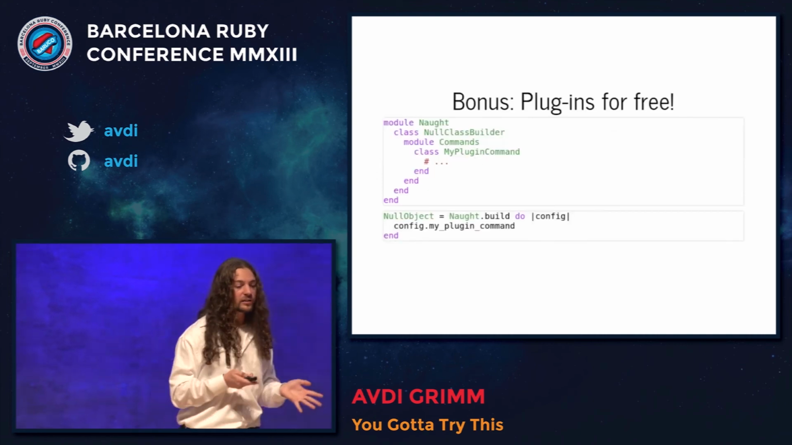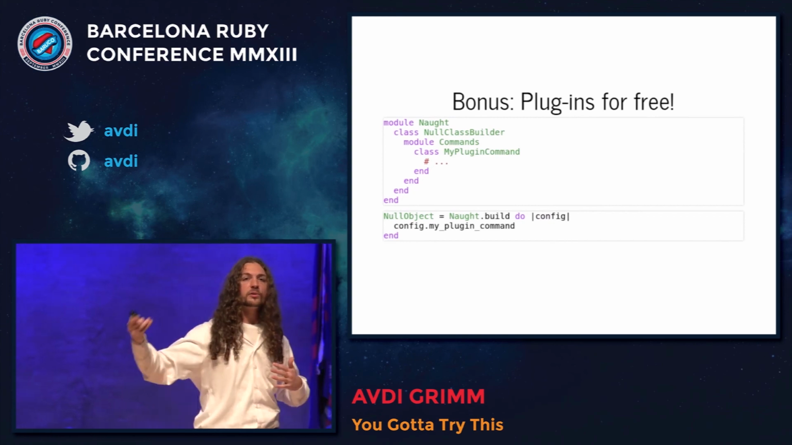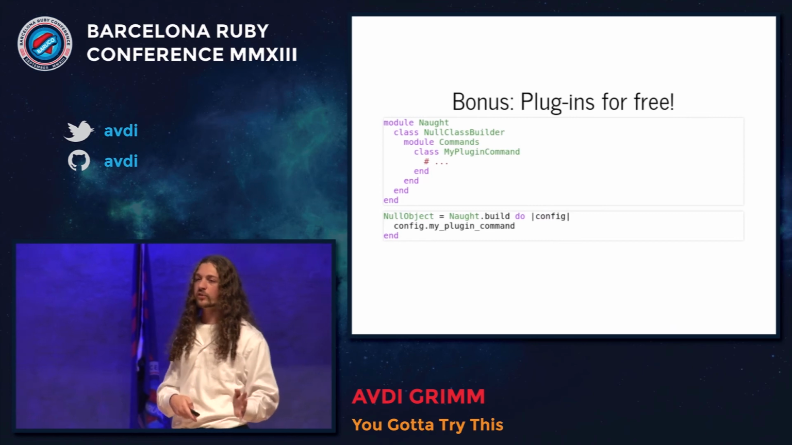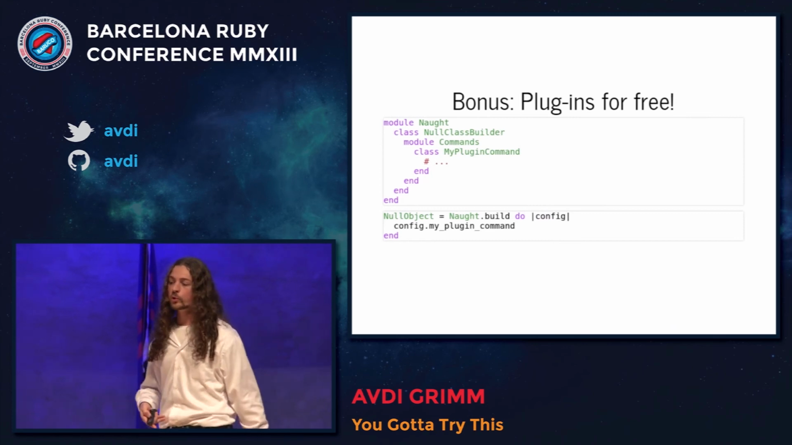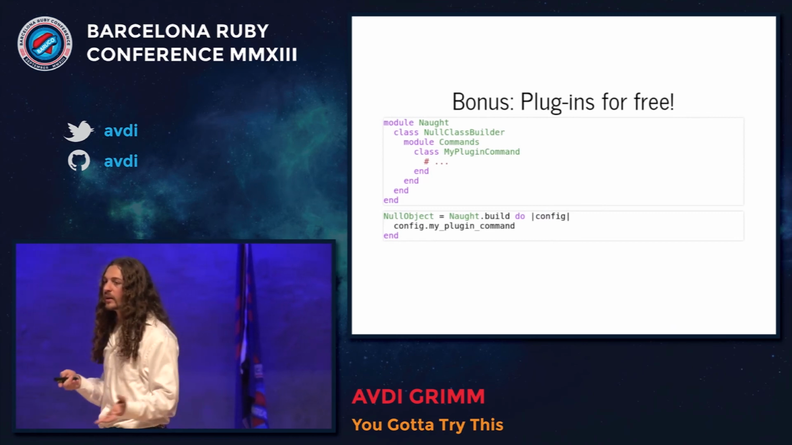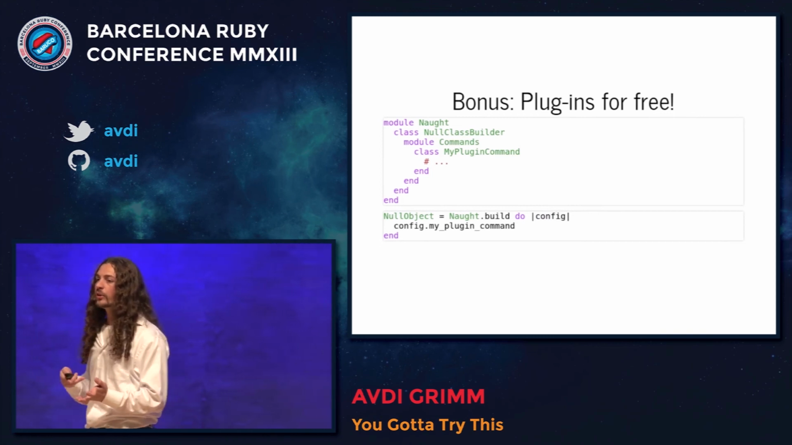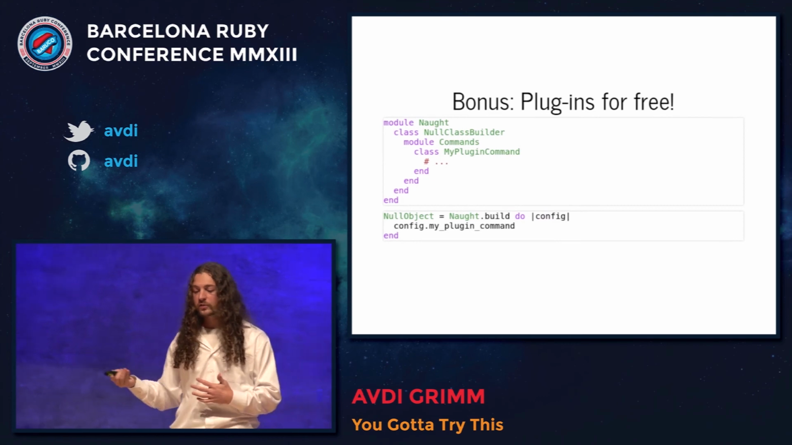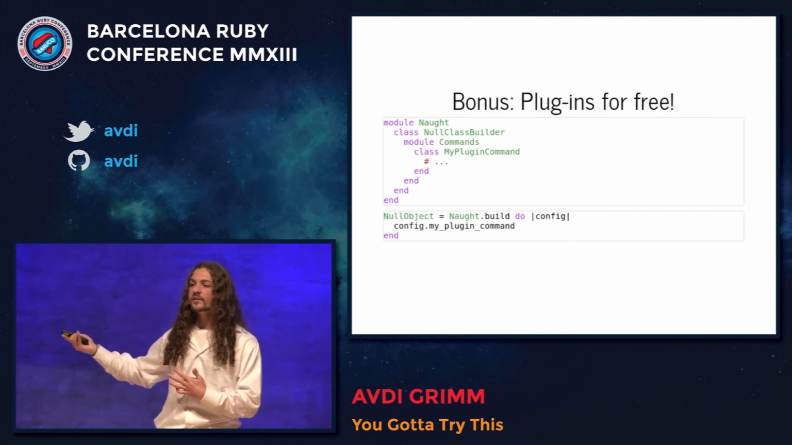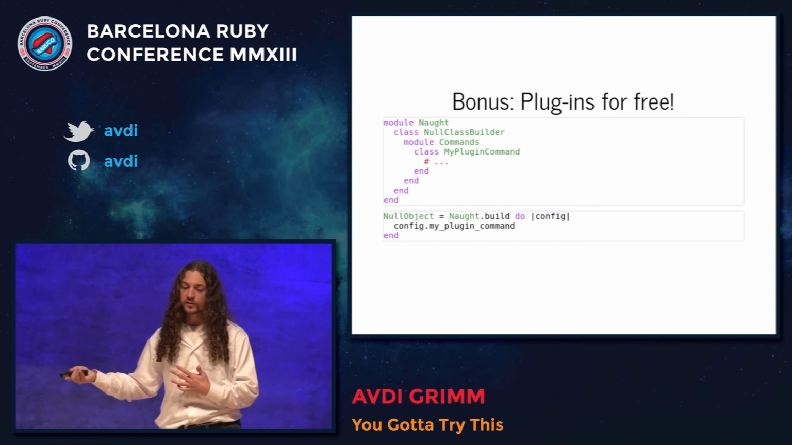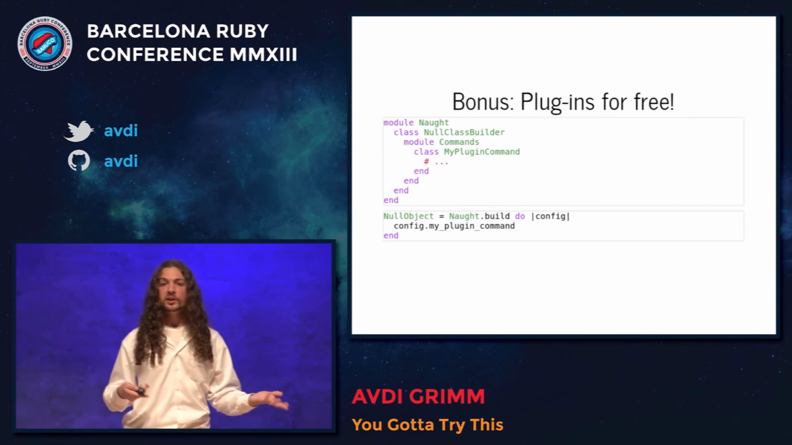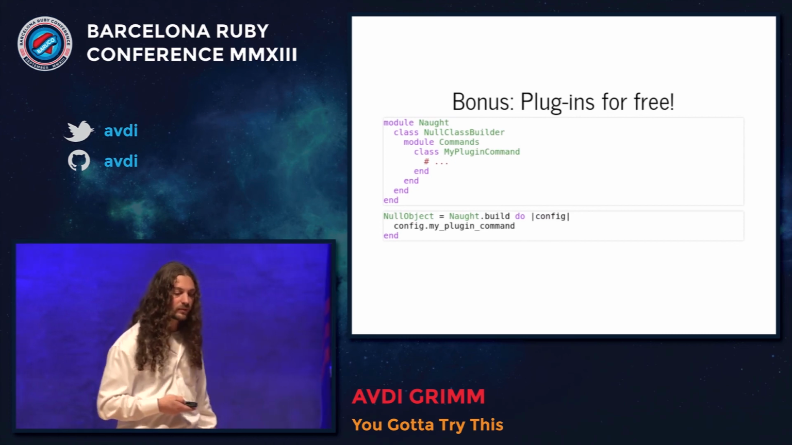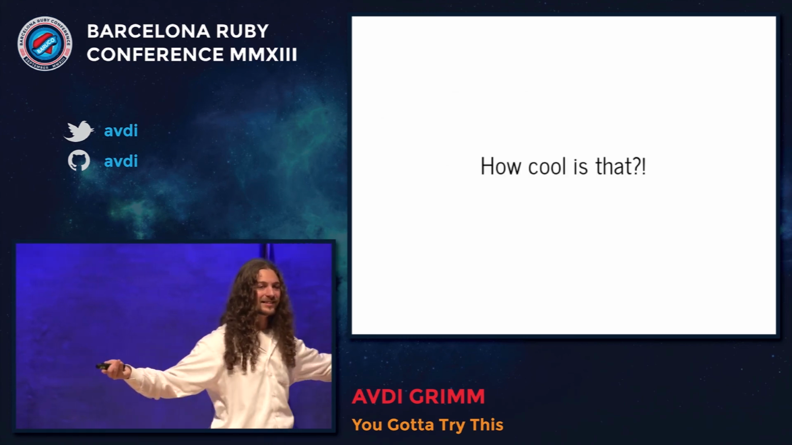But that's not all. Because these are auto-discovered based on whatever's in that namespace, and because the namespace is just a module, and we can always reopen modules in Ruby, I basically got plugins for free. Anybody who wants to add a new operation to the NullClassBuilder can just put the command class inside the right namespace, inside the right module, and load that code up, and it'll be discovered, so they can add their own code very easily. How cool is that?